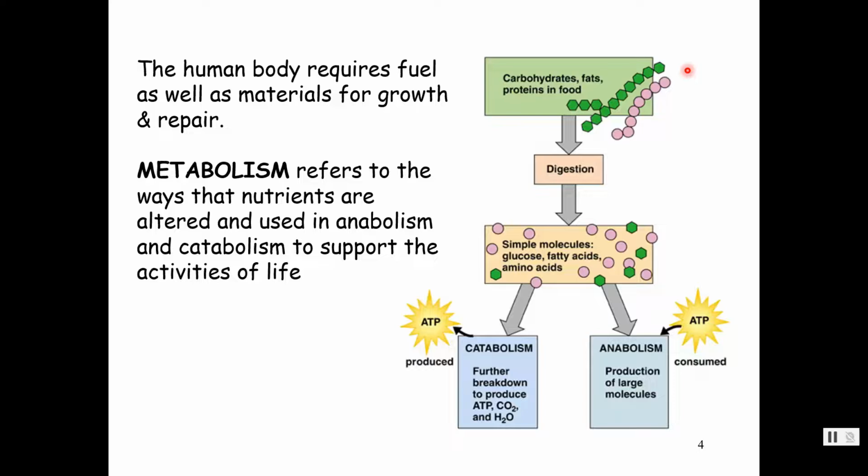Okay, so we just finished off digestion. And so we know that the body requires fuel as well as materials for growth. We break down our food products through digestion, and then we get those simple monomer units that are going to be absorbed into those capillary beds and those lacteals and the submucosa of the digestive tract. We talked about that in the last lectures. Once the cells absorb these simple molecules, the cell has 2 ways that it can go, and it's going to metabolize these simple molecules. The term metabolism refers to basically all the ways that nutrients are going to be altered. And there are 2 sides to it.